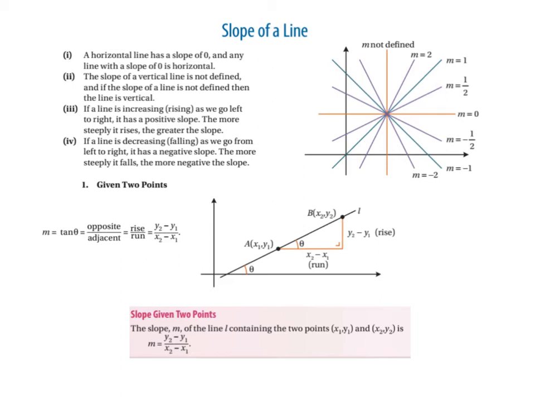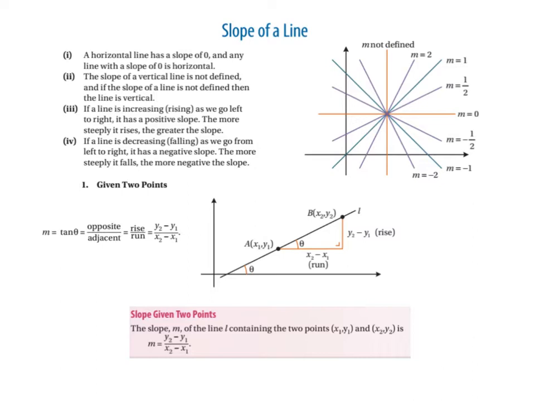Hi guys, so in this video what we're going to do is look at the slope of a line. Again, this is building upon what you did at Junior Cert, so I'm just going to run through a few very basic premises before we go through a couple of examples. So if you have a look here, the slope of a line, you can see there's all sorts of different slopes, and slope is essentially how steep something is.